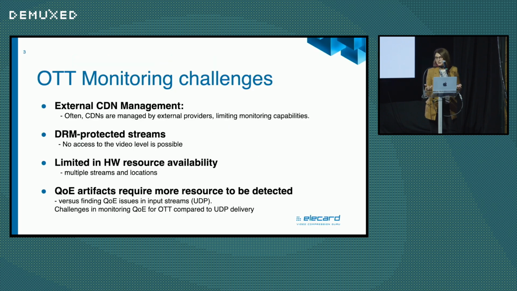But the reality is that we are not in a perfect world, and sometimes we cannot get access to some kind of pipelines. So let's say it can be an external CDN managed by external providers, limiting monitoring capabilities, the DRM protected streams when you have no access to video, or limitation in hardware resources, or the challenge of monitoring quality of experience for OTT compared to UDP delivery.